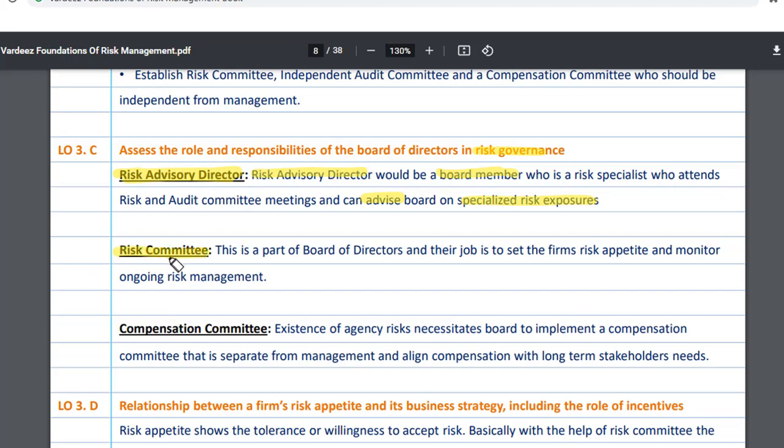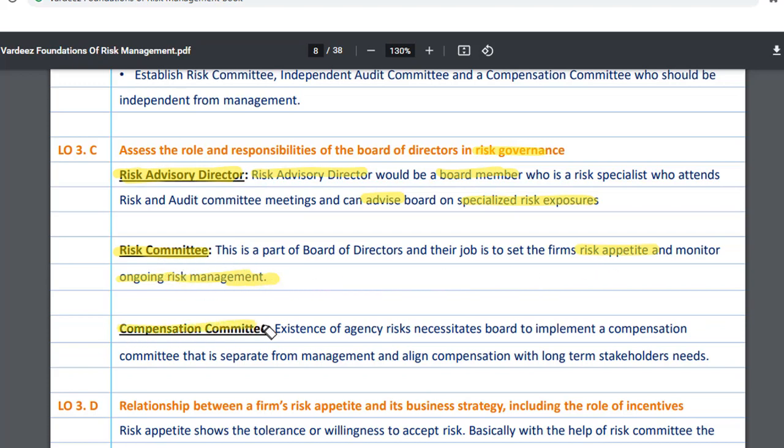Then we have a separate risk committee. This is also part of the board of directors, and their job is to set the firm's risk appetite and monitor any ongoing risk management. Of course, risk management will be monitored by the risk committee, and there is also going to be a role for the CRO, the chief risk officer, who is going to be handling the risk management as well.